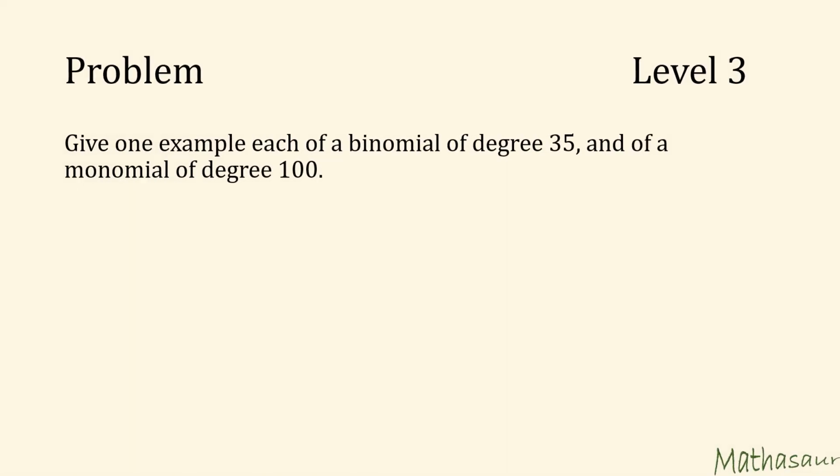Let us look at another problem. Give one example each of a binomial of degree 35 and of a monomial of degree 100. So we are looking at a binomial, which means 2 terms and degree 35. So my variable is going to have the power 35. Let us take the variable as x. You could write any other variable. You could take y, t, p, q, any variable that you like. So x raised to the power 35 plus another term. Now this term can be anything. So it could be a constant term or it could be another term with the variable x.